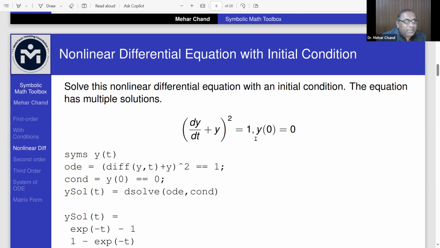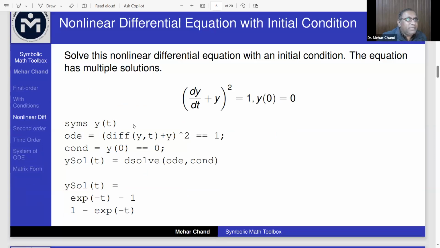If you have a non-linear differential equation, and you want to solve it with the initial condition, you can see this example. We have the expression. So how will you write the left expression? First, the most important thing to use MATLAB, which I told you at the very beginning, is syntax. How you can convert any equation or expression into MATLAB syntax is very important.